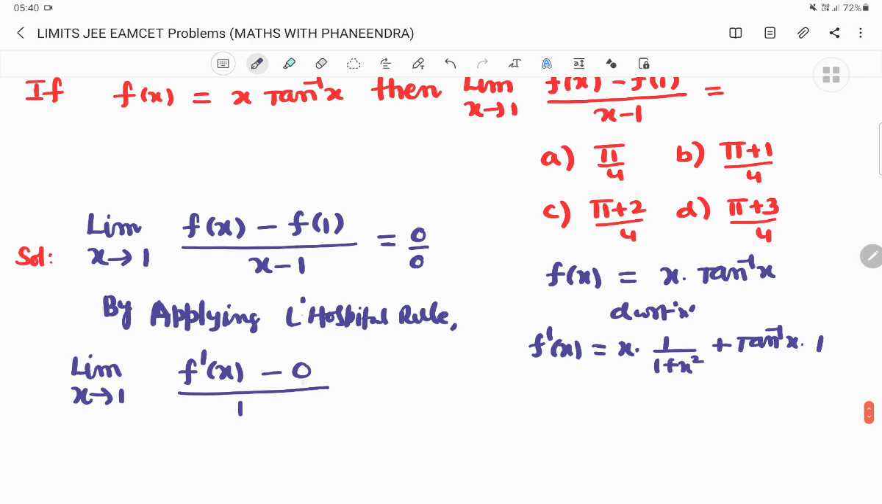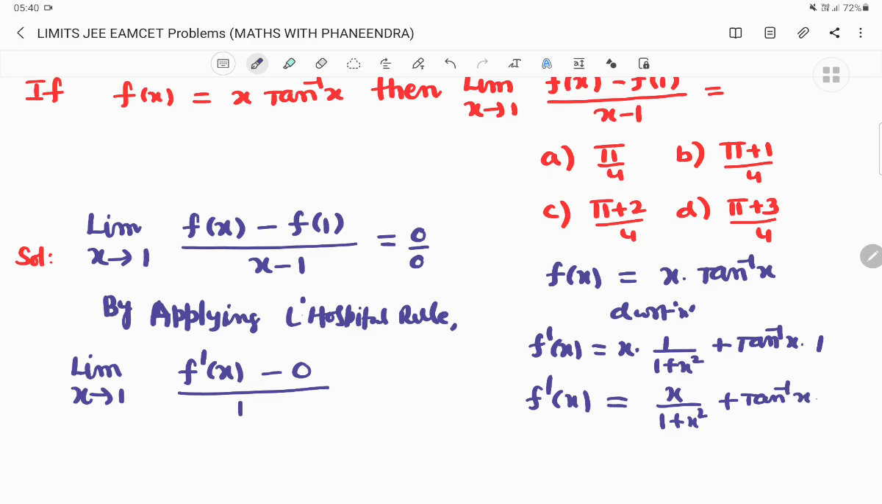Sir, f of 1, how it will be 0? You are thinking that. F of 1 means x is equal to 1, substitute. F of 1 equal to 1 into tan inverse of 1. So tan inverse of 1 means what? Pi by 4. So f of 1 value is obviously constant. That is the reason I did here 0. So f dash of x is equal to x by 1 plus x square plus tan inverse of x. This is f dash of x.